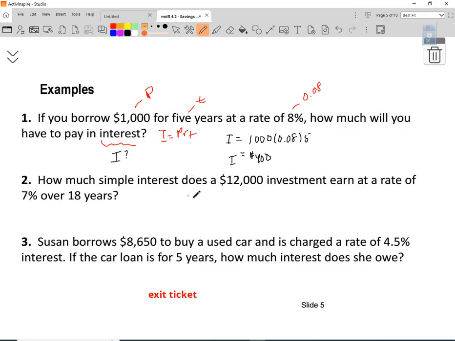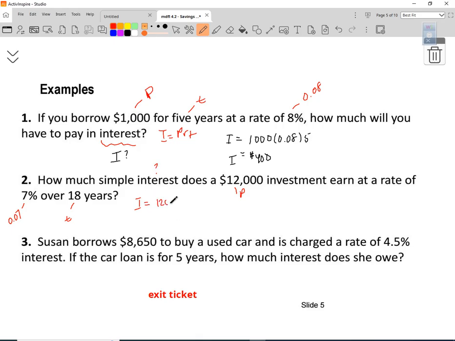Number 2, how much simple interest does a $12,000 investment earn at a rate of 17% over 18 years? So that would be a great interest rate to earn on an amount of money. The beginning amount is our principal. The rate, 7%, we're going to convert it to a decimal again. And our 18 makes sense that that's our time. So how much interest, simple interest? How much interest, that's our unknown, so that's what we're solving for.